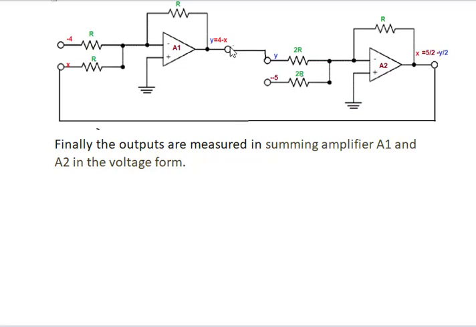The value of Y is in voltage form. The value of X is also in voltage form. So we can measure the solution of the simultaneous equations in voltage form at the output of the first summing amplifier A1 and the output of the second summing amplifier A2.